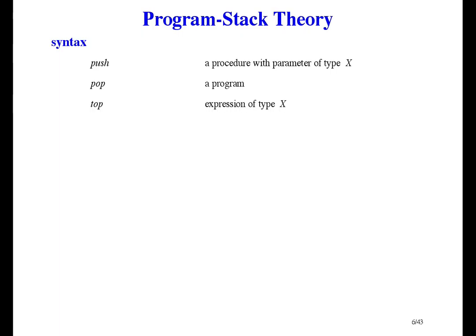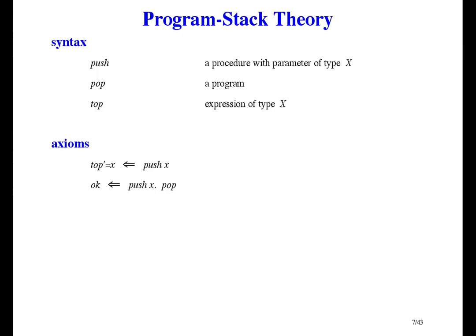A simple version of stack theory, as a program theory, might introduce the names push, pop, and top. Push is a procedure. That means when you apply it to an argument, it becomes a program. Pop already is a program. And top is an expression. Here are all the axioms we need. The first one says that if we push X onto the stack, then afterward the value of top is X. And the other one says that if you push and then pop, you've done nothing.